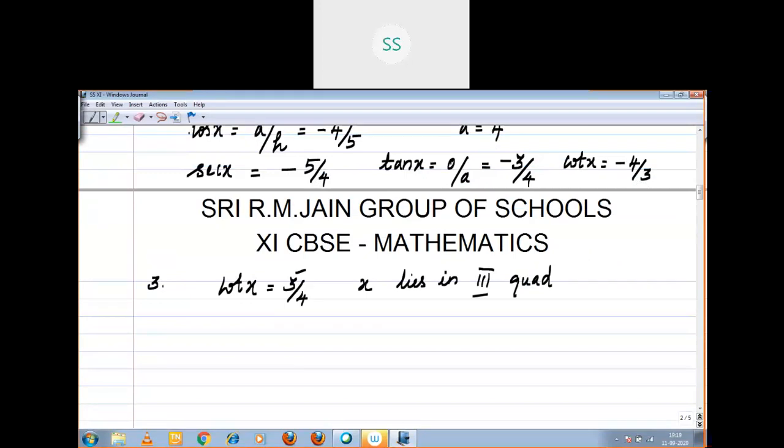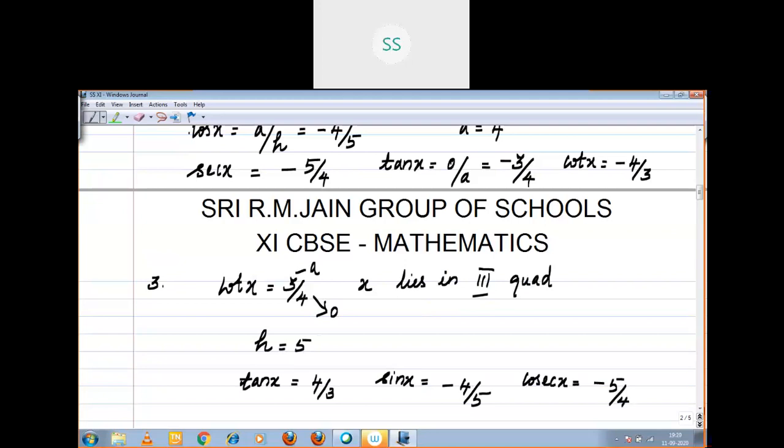Right. This is your adjacent. This is your opposite. It represents a Pythagorean triplet. That means what is your hypotenuse? Hypotenuse equal to 5. Tan x equal to, write the reciprocal of this number, 4 by 3. The rest of the four functions come under negative because x lies in the third quadrant. Sin x equal to minus 4 by 5, opposite by hypotenuse. Cosecant x equal to minus 5 by 4, reciprocal of this.